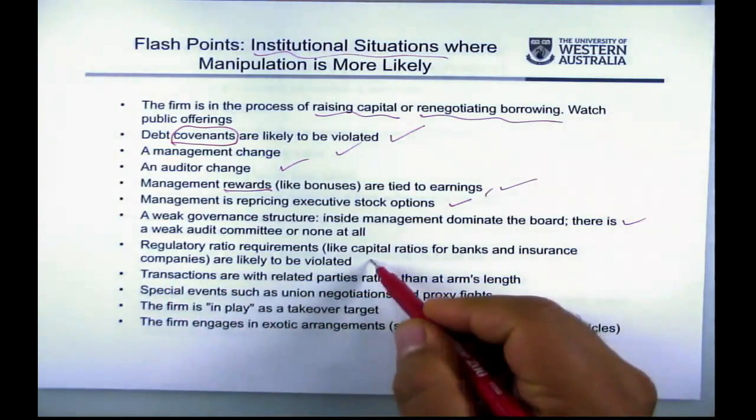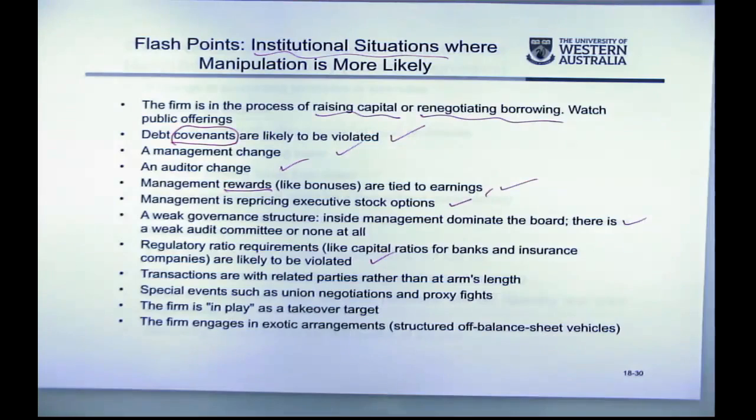Regulatory ratio requirements are likely to be violated. For example, in the banking industry, usually the Reserve Bank of each country requires each bank to keep, for example, a minimum capital ratio or capital adequacy ratio. In this case, banks may violate the requirements but try to manipulate the reports in order to appear as if they have been adhering to the requirements, okay?